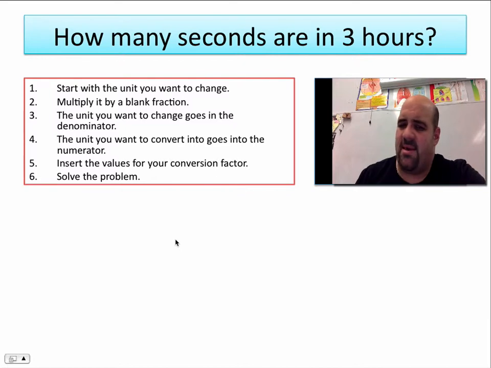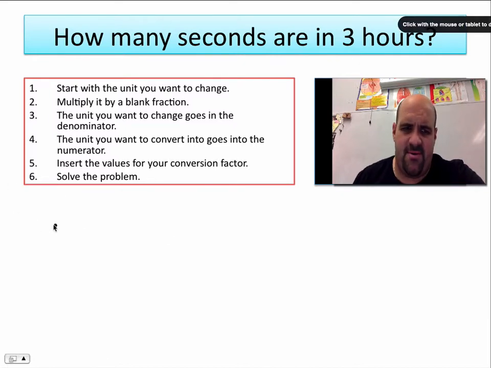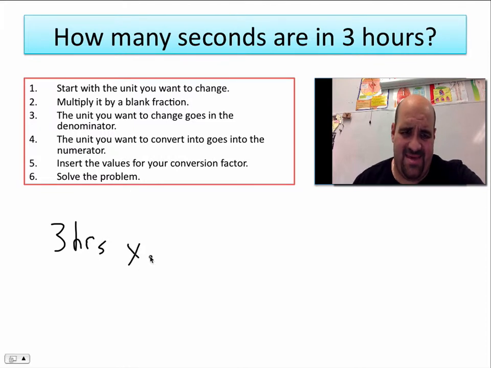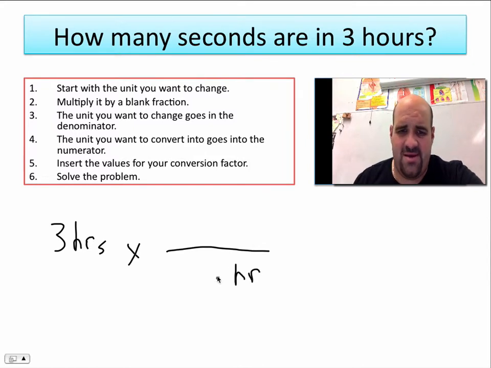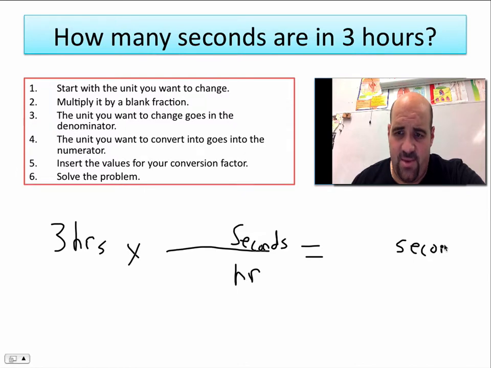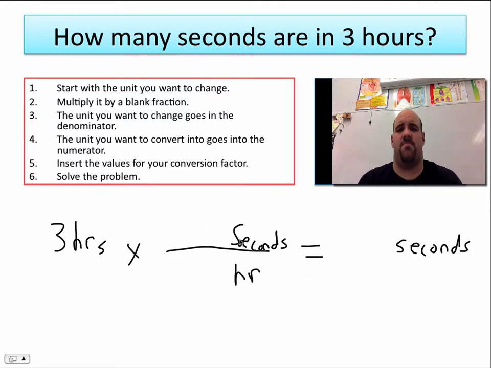And let's kind of just set this up first like we would. We would say, well, I have 3 hours. Okay. 3 hours times. And if hours is there, we know hour got to go here. And the unit I want is seconds. And that's going to equal, obviously, seconds. The unit we're converting into. We would set this problem up like this. 3 hours times seconds per hour equals seconds. This is basically how you set this problem up. The unit you want to change goes in the top, it goes in the bottom. The unit we're going into goes here and here.